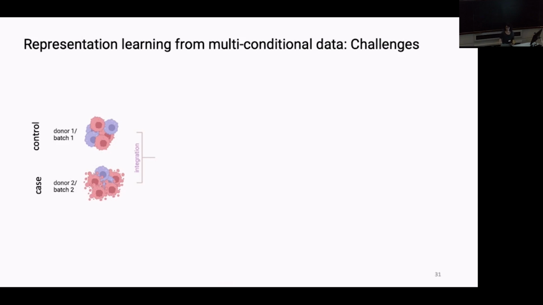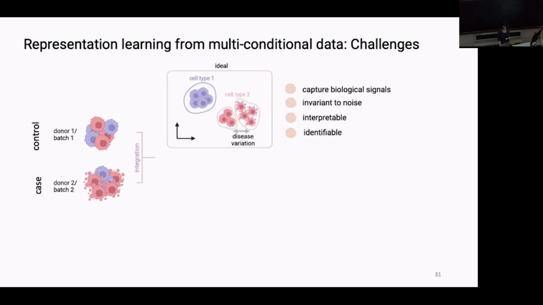So let's see what the challenge of representation learning from single cell data is. If we have a control sample, for example a healthy sample from donor 1 and batch 1, and by batch I mean the experiment, and then we also have another data set of cells from a similar tissue but with some sort of perturbations, we would like to integrate these two samples together and learn a joint representation that should capture all the biological signals in the data.